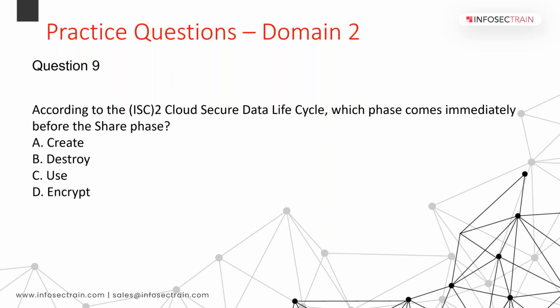So this is another example which I explained. If you learn by heart the mnemonic CSUSD, these are the quick wins and easy wins for you in the exam. So the correct answer here is C, use. So what comes before share is CSU, SD. So the share phase comes after use. So what comes before share is use. When you use data, that comes before share. Okay. Let's go to the final question.